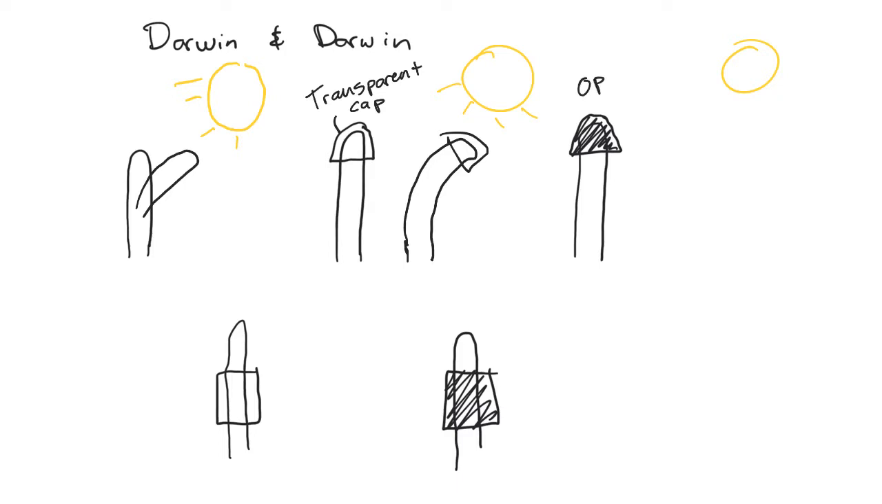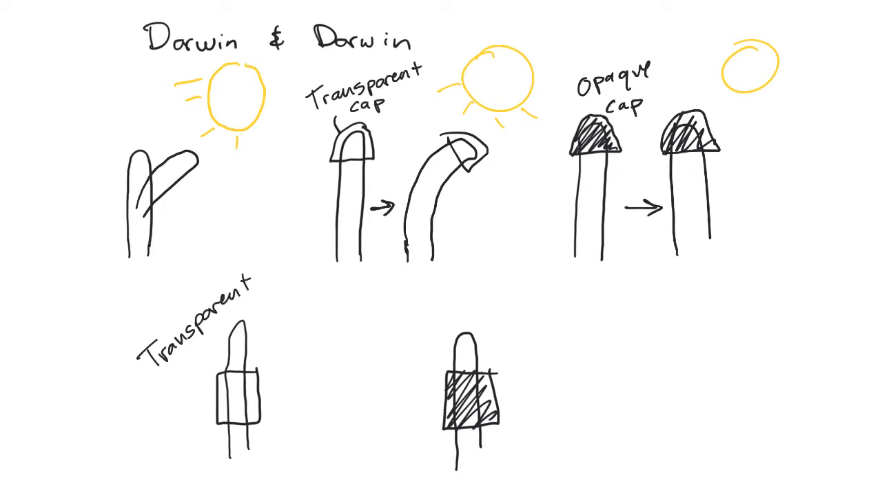And then when they had an opaque cap, it did not bend. So I'm going to draw arrows to show. All right, well, they thought, well, maybe it's the middle, the coleoptile, the shaft part. And so they put on a transparent sheath. And, of course, it bent.